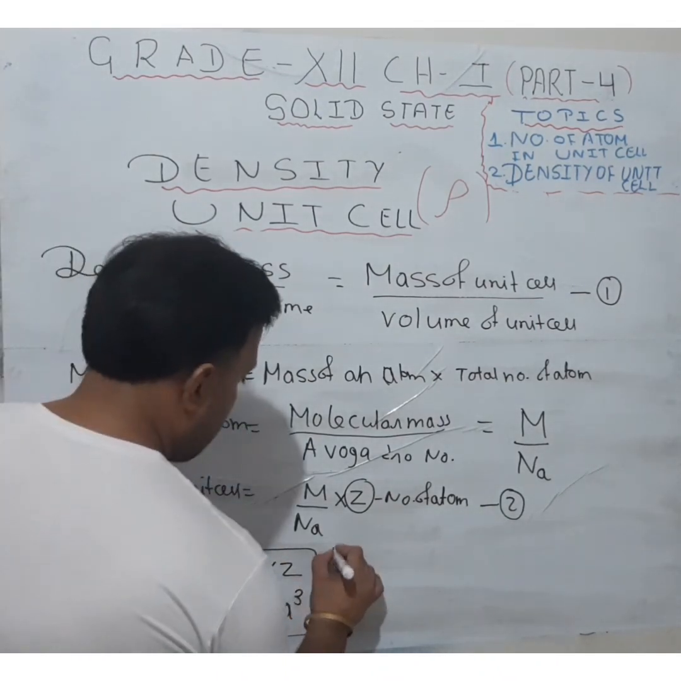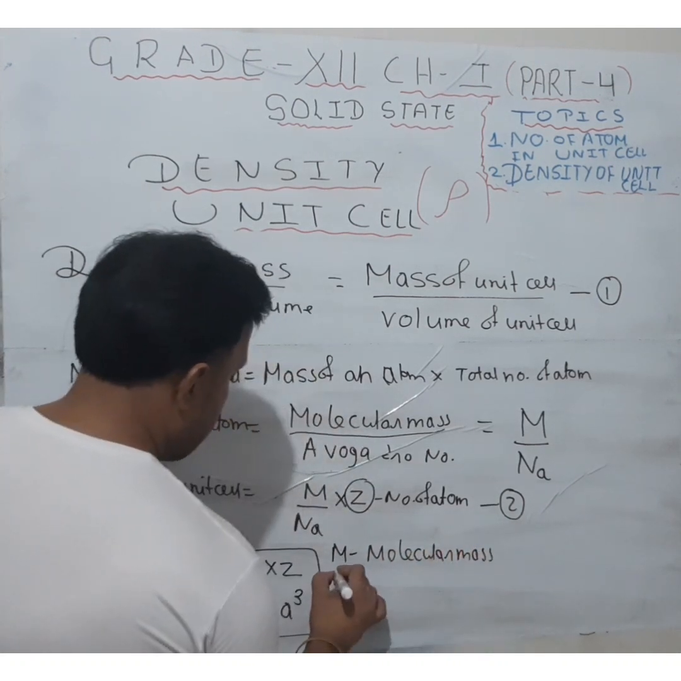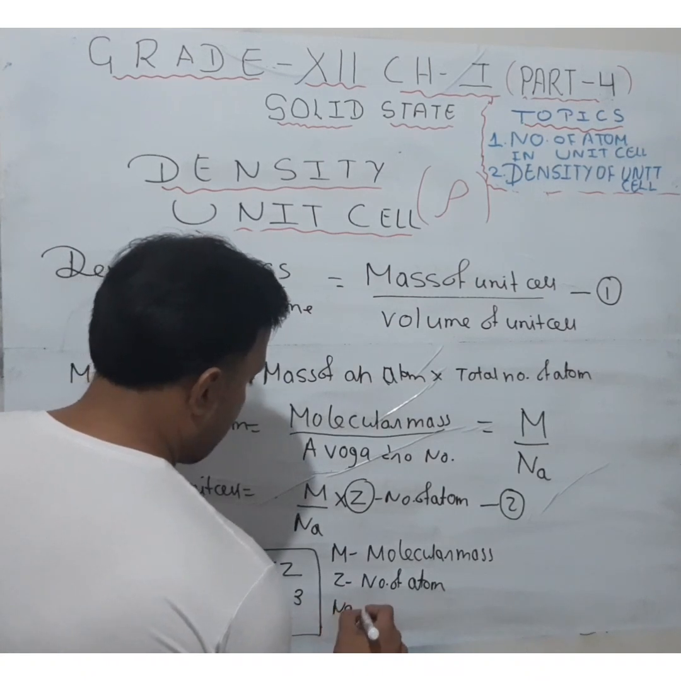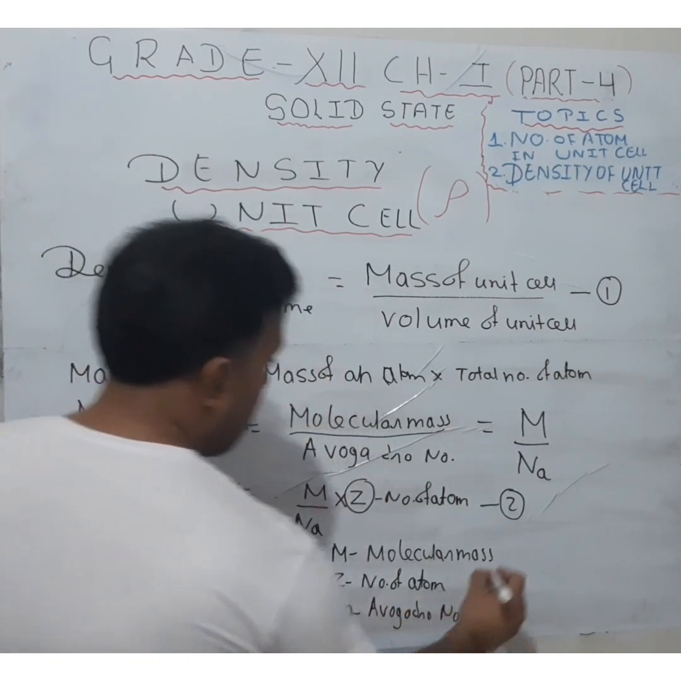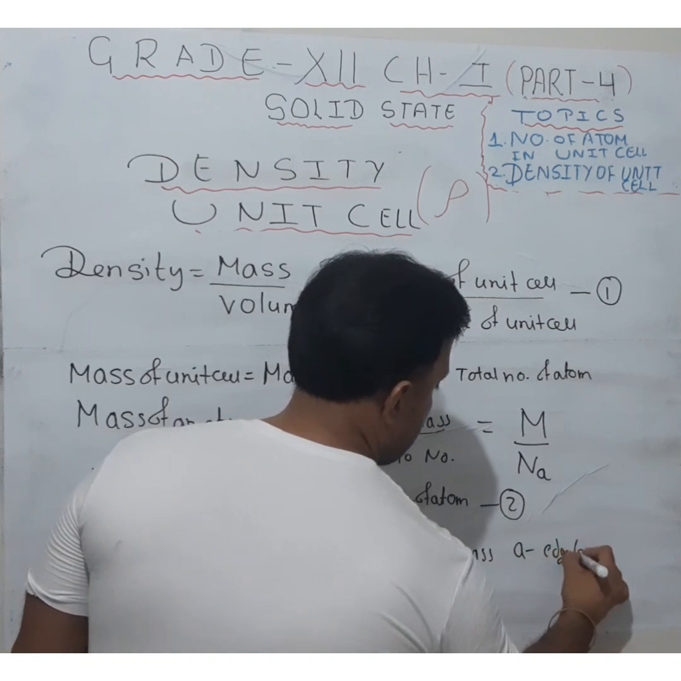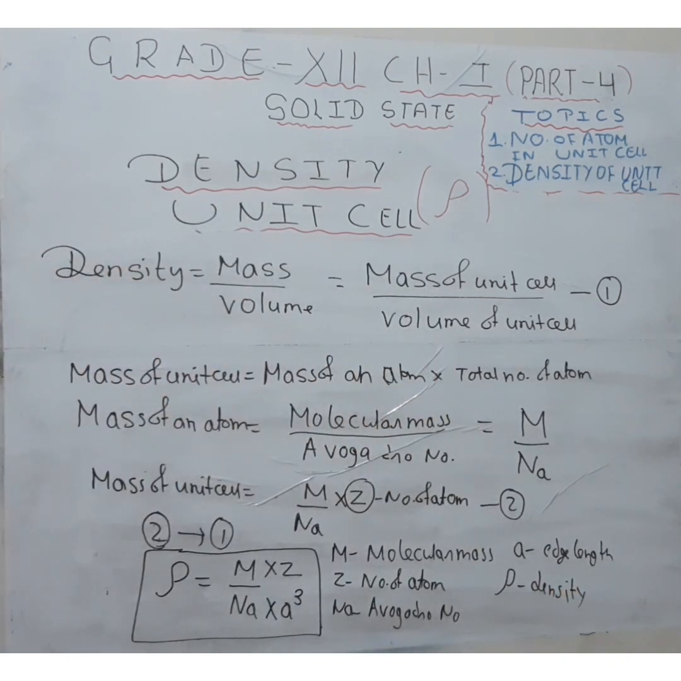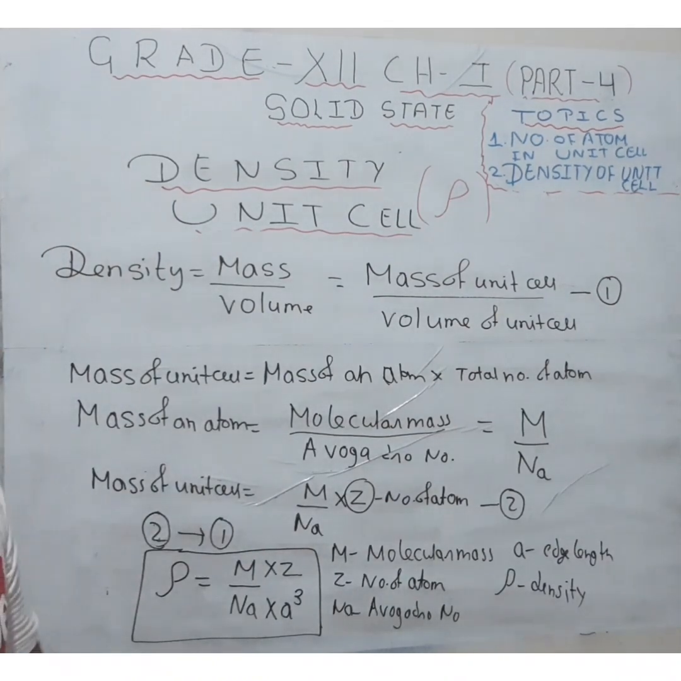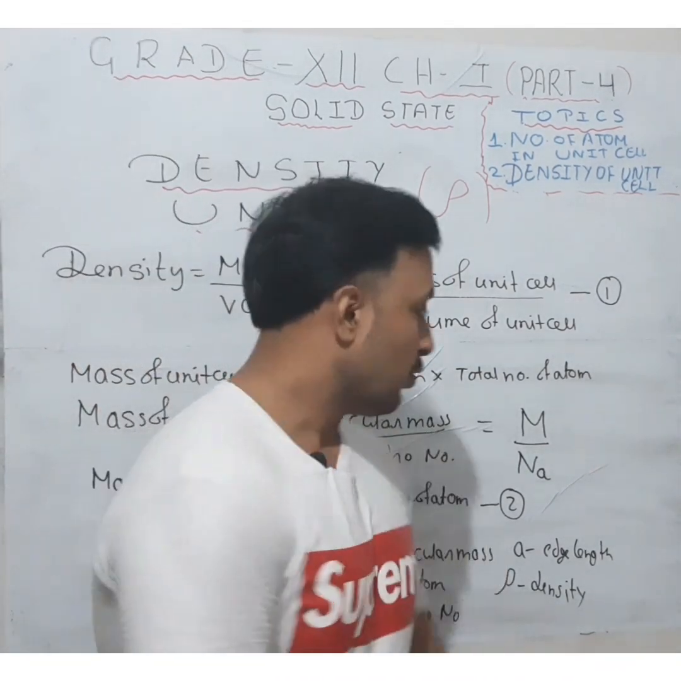So this is the final formula for finding the density of a unit cell. M stands for molecular mass, Z stands for the number of atoms, Na stands for Avogadro number, a stands for edge length, and rho stands for density. That is how you can determine the density of any unit cell. Understand, students? Go through this formula because we are going to use it later when we do numericals.